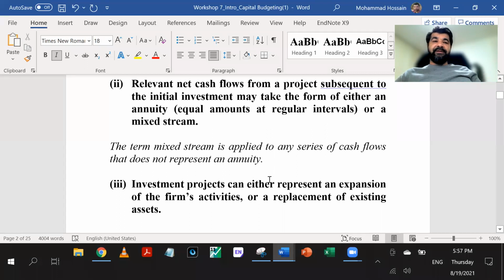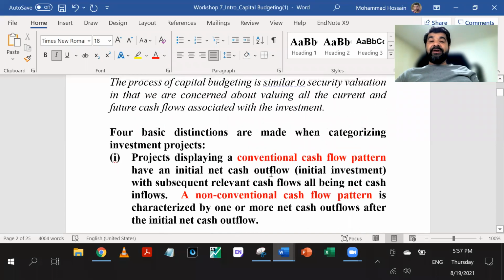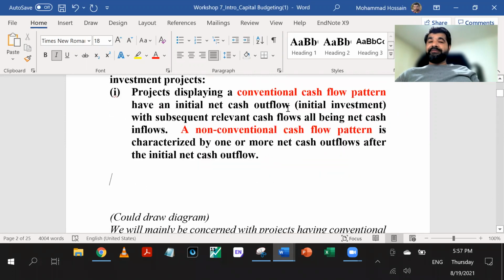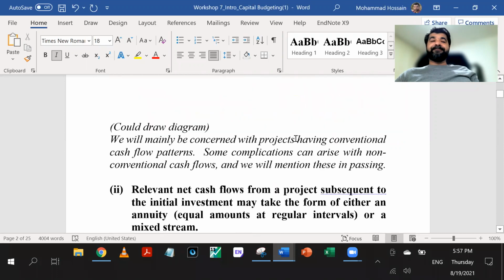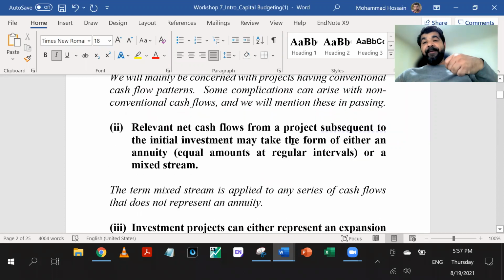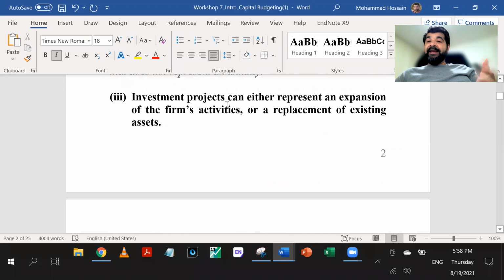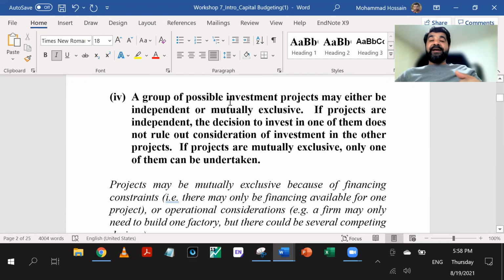Another. So now what these things you're talking about? You're talking about different investment projects. One is based on the cash flow pattern, based on your money stream. The cash flow is coming, but the stream pattern, what type, how the money is coming in. Annuity style, mixed style, which style. Another one is you're talking about whether it is for expansion of the business or it is for investing in an asset or replacing an asset. Last one is how many projects you're handling. A group of possible investments.